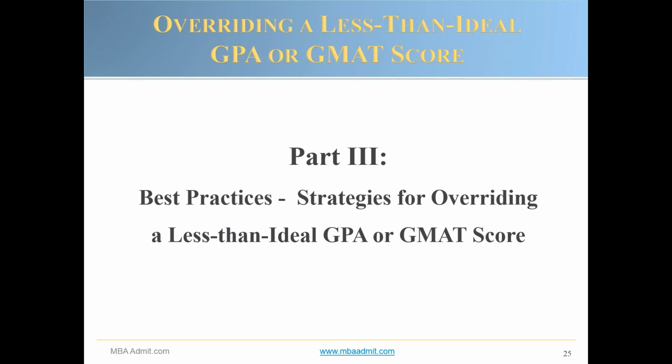And so you have to just try extra hard in these elements of the application to give such a strong impression that the committee is willing to look a little bit away from the GMAT score or the GPA. Another way to summarize it is, in this second point, your aim is to make the less than ideal GMAT score or the less than ideal GPA appear to be the only weakness in your profile or your candidacy.